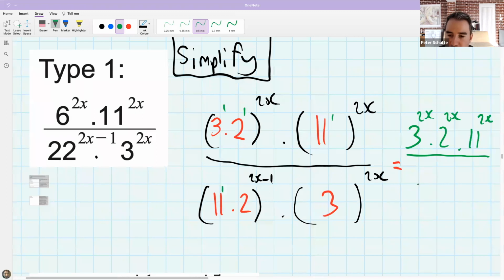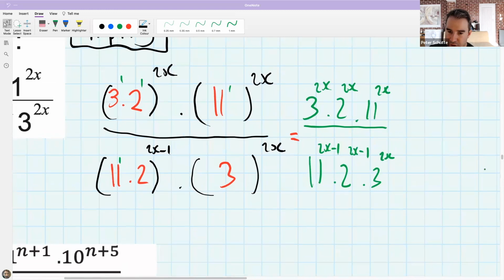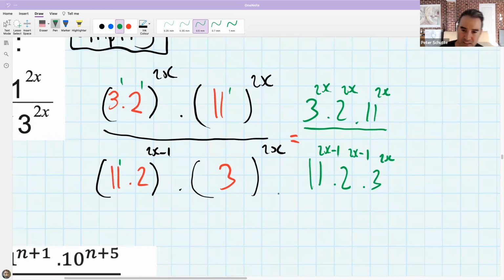What do you think we're going to get on the bottom? 11 to the power 2x minus 1. Yep. And what else is going to be there? Times 2 to the power 2x minus 1. Perfect. And then this one is easy. So that is good news for us. Thank you so much, because our bases are the same. Now, there are a couple of different ways to do this, but what I would suggest is to take the whole of what's on the bottom to the top and just change their signs.